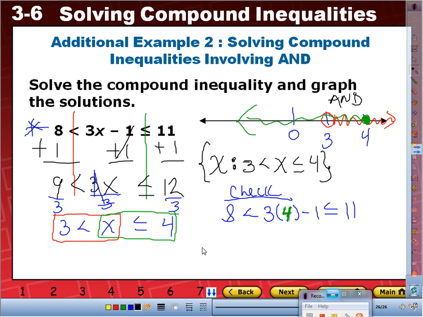Okay, let's simplify this. This is 8 less than, what is 3 times 4? That's 12 minus 1, less than or equal to 11. 8 less than, what is 12 minus 1? That's 11, less than or equal to 11. Let's read that from left to right to see if it's true. Is 8 less than 11? Yes. Is 11 less than or equal to 11? Yes. Therefore, my solution set is correct.